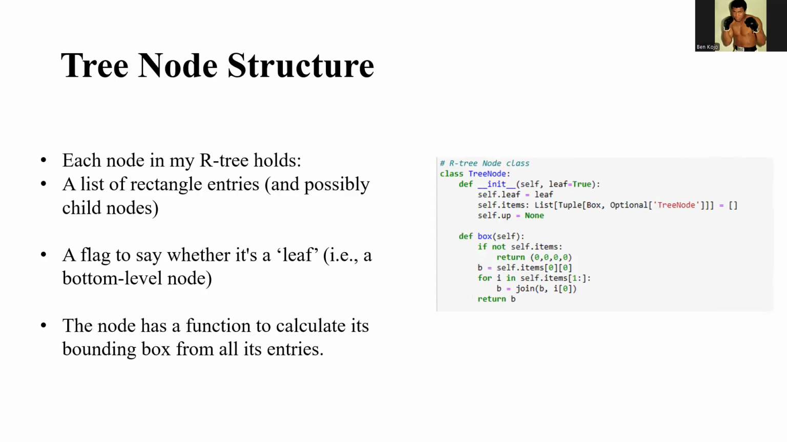The next step is the creation of the tree node structure. Each node in my R tree holds a list of rectangle entries and possibly child nodes, and a flag to say whether it's a leaf, that is, a bottom level node. The node has a function to calculate its bounding box from all its entries. On the right is the code that I implemented for the tree node.